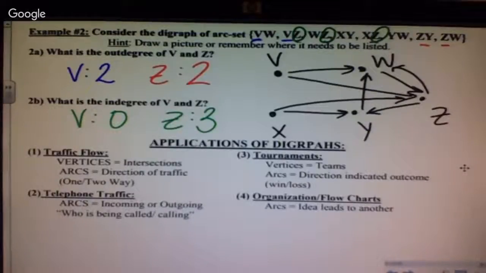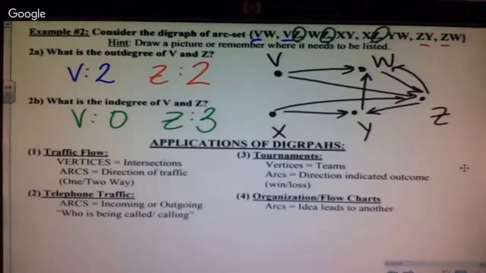Okay. Where do you see these? The news, when they talk about traffic flow. Traffic on I-85. Right, this is your traffic report. Telephone traffic. If I call Zoe, I'm the starting person and Zoe's my ending person. Okay? Tournaments. You just said tournaments. I can do stuff like this.